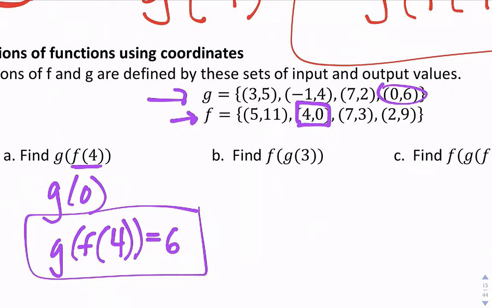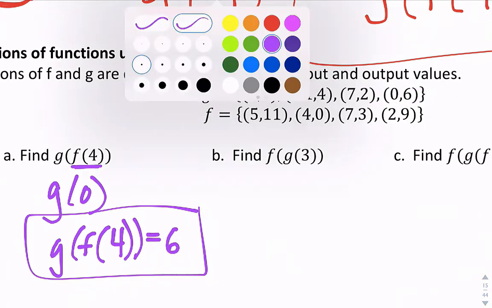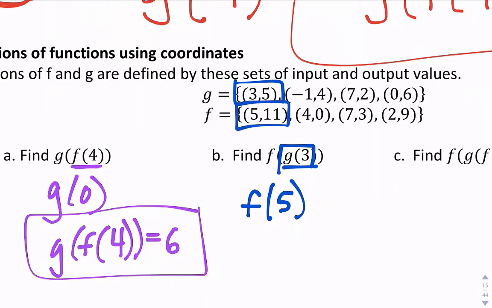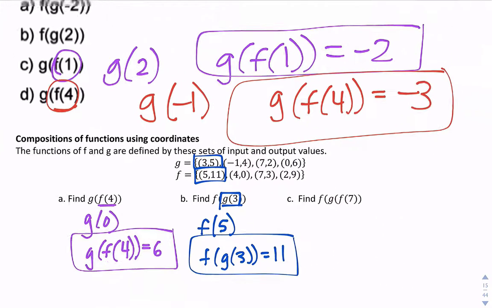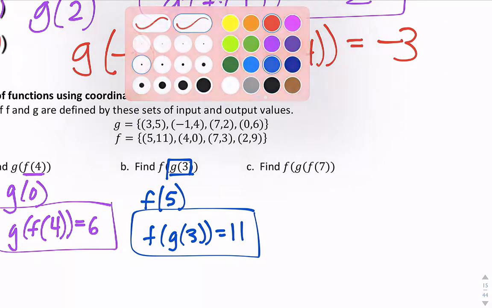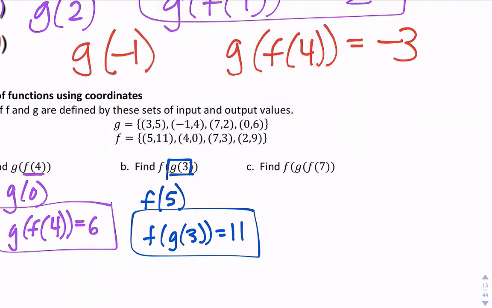That's kind of messy. Let's fix that. Okay, let's do the next one. Let's do f of g of 3. So start with g of 3, which is 5. So now find f of 5, which is 11. So we say f of g of 3 equals 11.